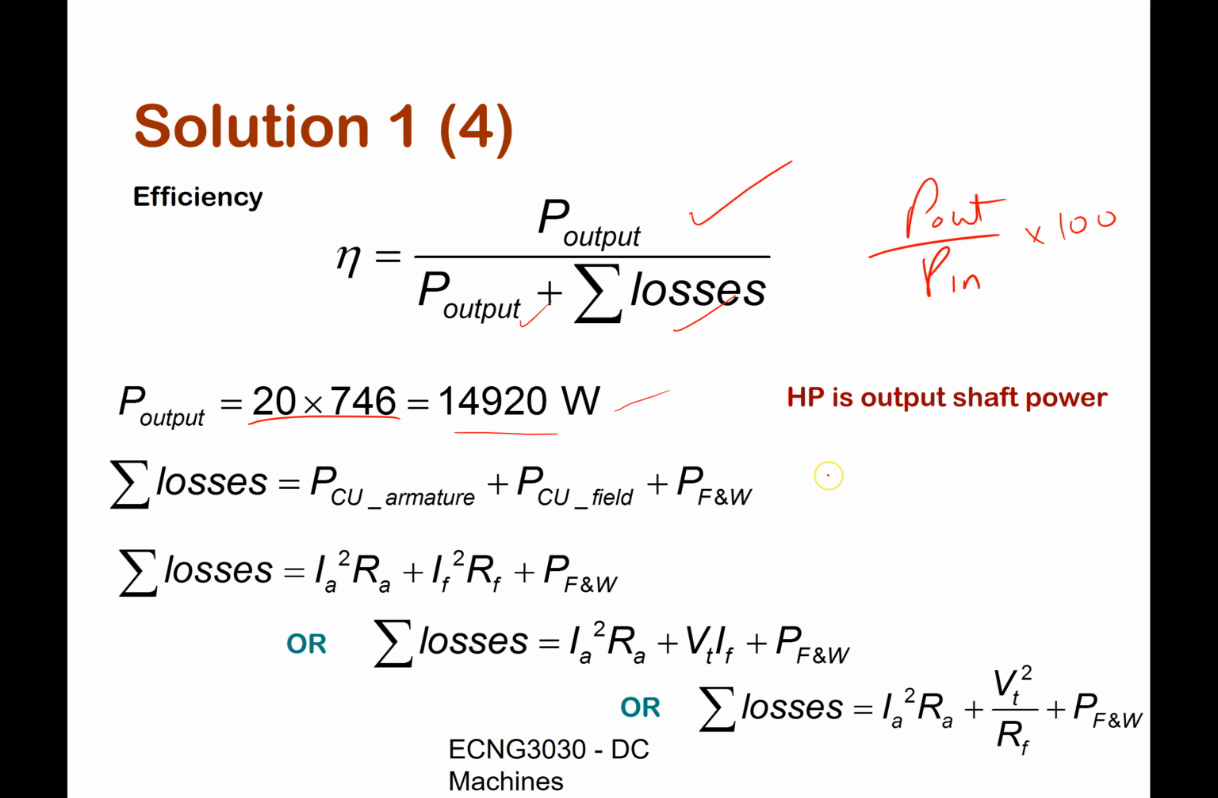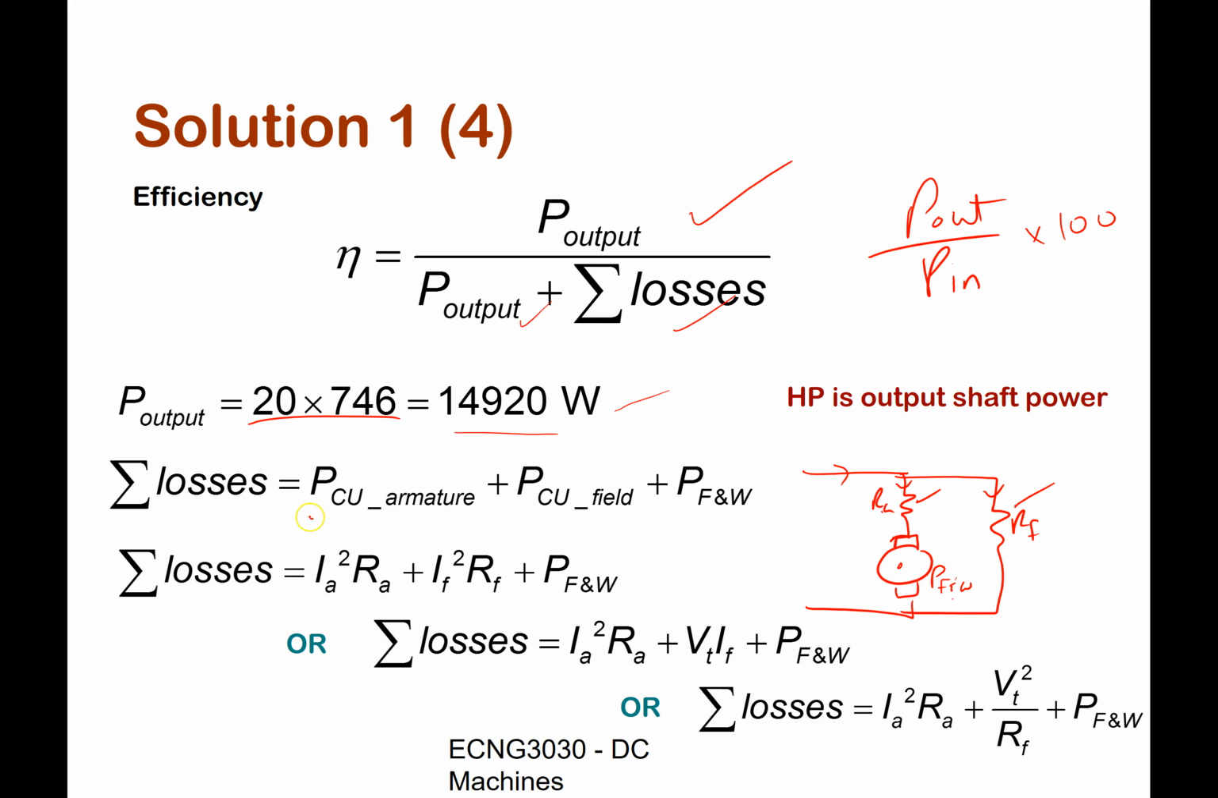So if you remember that diagram, we have the armature, and we have the field. So we have RA, RF, and we have currents flowing here. So we're going to have losses in the armature circuit, we're going to have losses in the field circuit, and then when we convert the power to mechanical energy, we're going to have some friction and windage losses. So these are the three things we need to take into consideration.